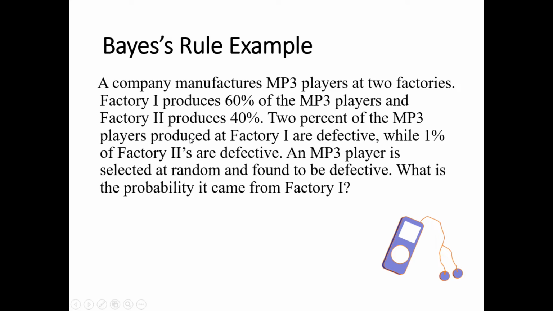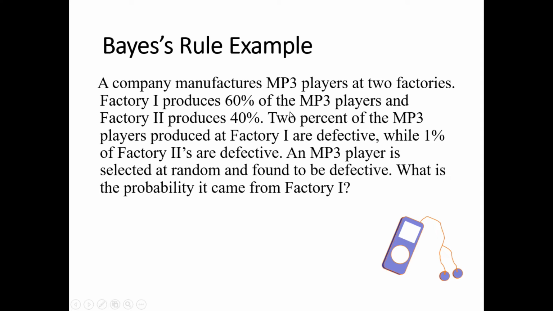So what we're going to need to break down is this first choice, which factory it comes from. If we choose that it comes from Factory 1, that happens 60% of the time. If we choose it comes from Factory 2, that happens 40% of the time. As decimals, that means P of Factory 1 is 0.6, P of Factory 2 is 0.4.